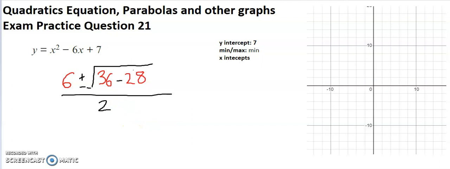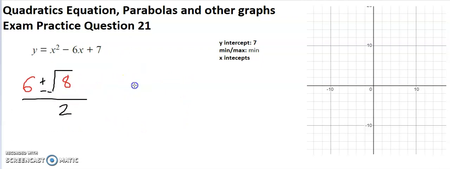So this gives me my equation so far, and I can simplify it. 36 take away 28, and that becomes 8. So that means I'm going to have 2 answers. The first answer is going to be 6 plus the square root of 8, divided by 2. And the next one is going to be 6 minus the square root of 8, divided by 2.